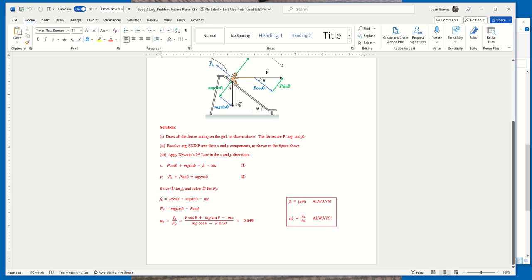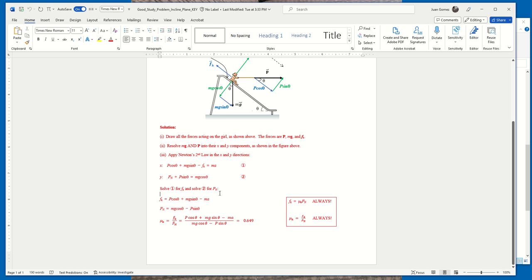But anyway, in other words, I want mu k is fk divided by Fn. So I'm going to solve equation 1 for fk, and I'm going to solve equation 2 for Fn, and then divide them. Equation 1 gives me fk is equal to P cosine theta plus mg sine theta minus ma. Remember, algebra is your friend, but it shouldn't be all that difficult to see. I bring fk to one side, it becomes positive. Ma goes to the other side, it becomes negative. Now, solve equation 2 for Fn. Just basic algebra. Fn is just mg cosine theta minus P sine theta.